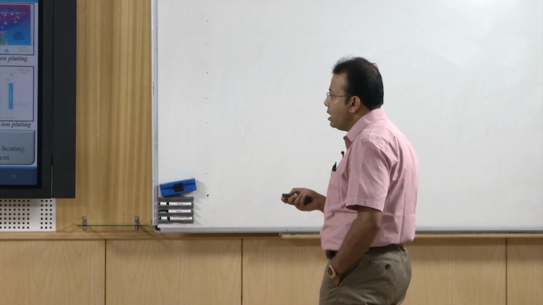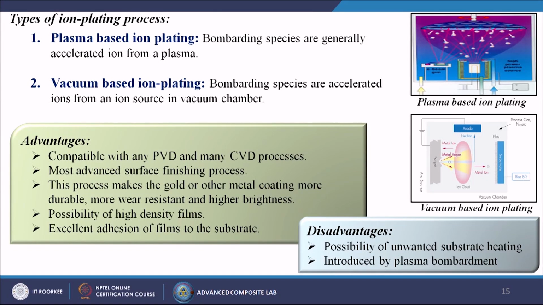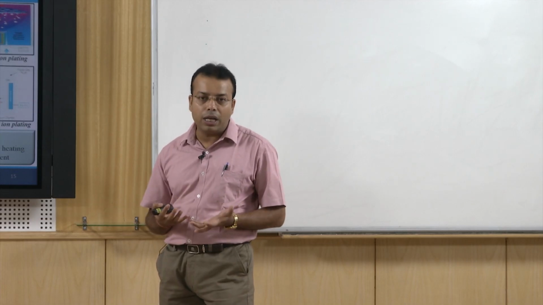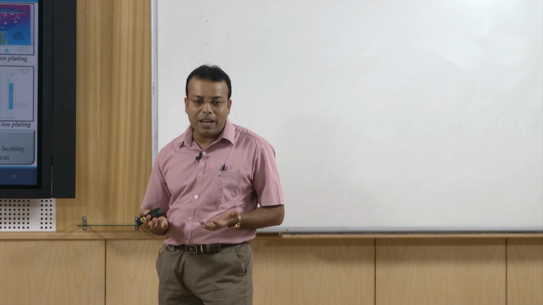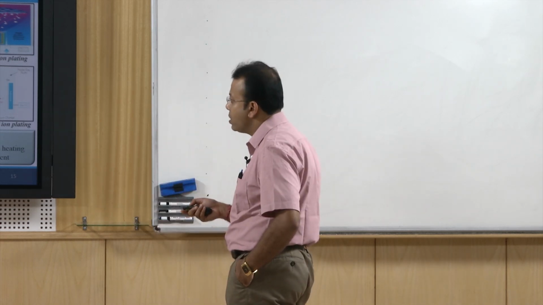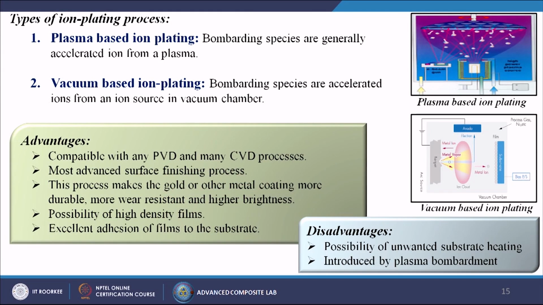So, what are the advantages? Compatible with any PVD, physical vapor deposition, and many CVD, chemical vapor deposition, processes. Most advanced surface finishing process. This process makes gold or other metal coatings more durable, more wear resistant, with higher brightness. Generally we are using some kind of sophisticated materials for ornaments or maybe any kind of plating techniques or methods. Possibility of high density films, excellent adhesion of films to the substrate, but there are certain kinds of disadvantages too.